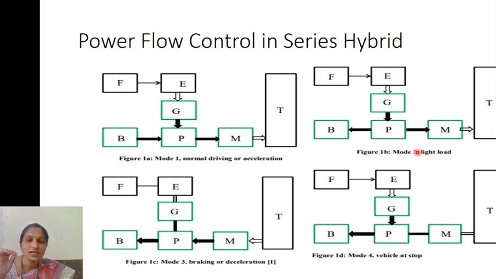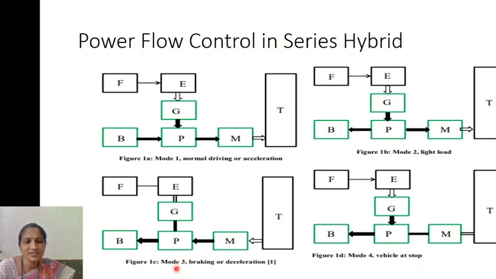In the second mode, during the light load, if the vehicle is moving downwards, then there will be energy, and not that much energy is required by the electric motor. At that time, electricity starts flowing from the generator to the power controller. Some part of the energy is stored in the battery, and some part is given to the motor, which is connected to the transmission.